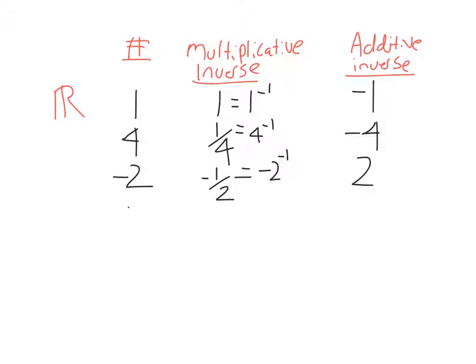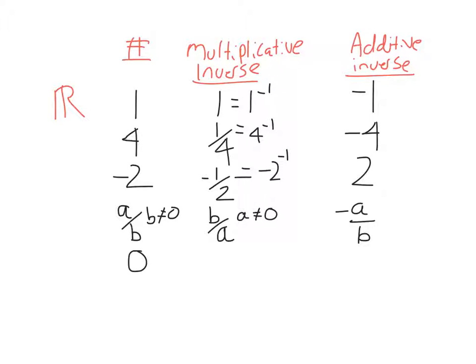So what if I just had a general fraction a over b? Of course, here b can't equal 0. So what do you multiply by a over b in order to get 1? So you just flip the fraction. A over b times b over a is 1, but this time a can't equal 0. So what would be the additive inverse of a over b? Well, that's easy. It'd just be -a over b. How easy is that?